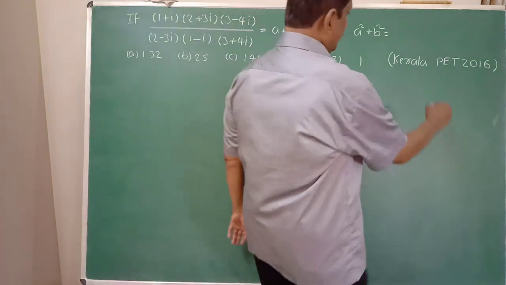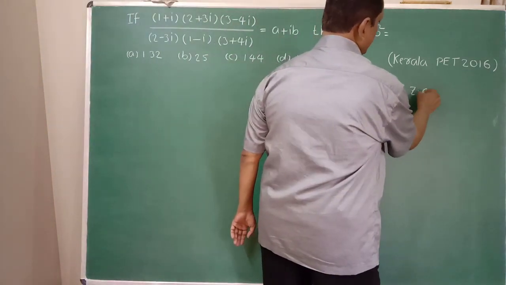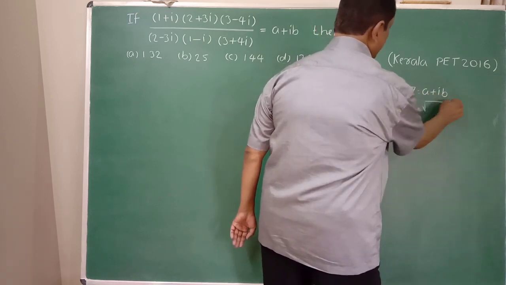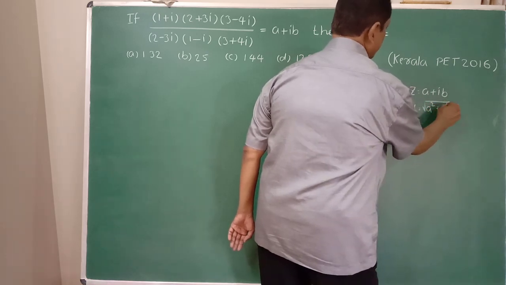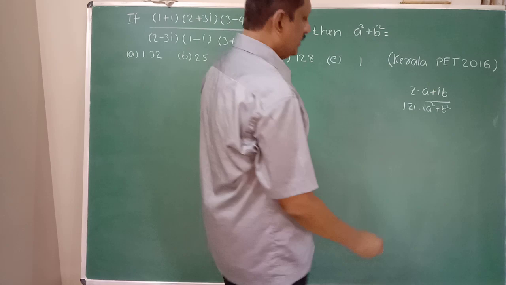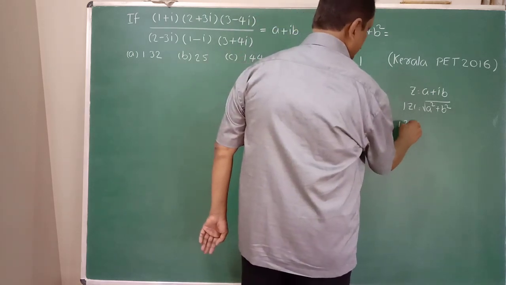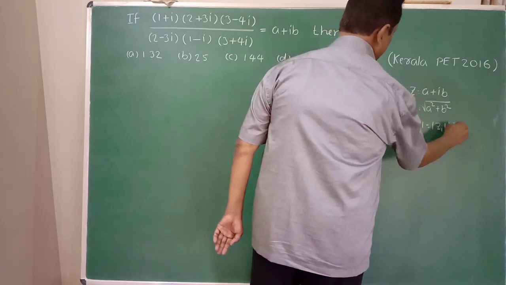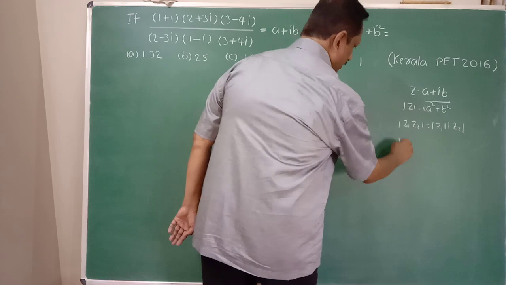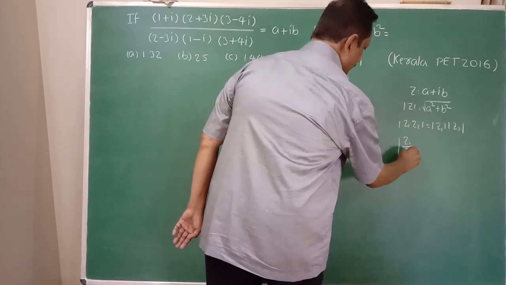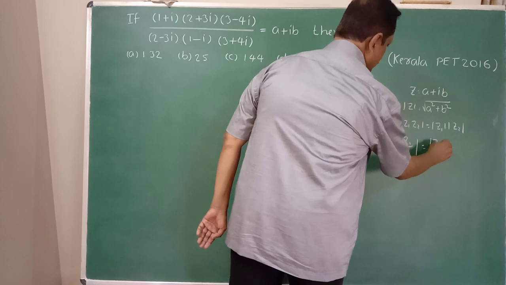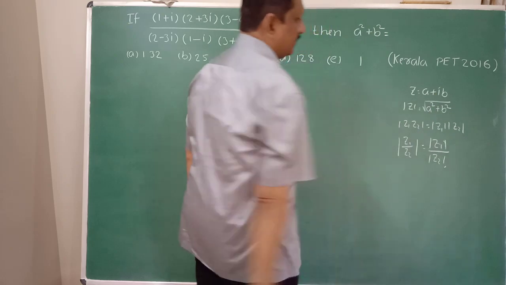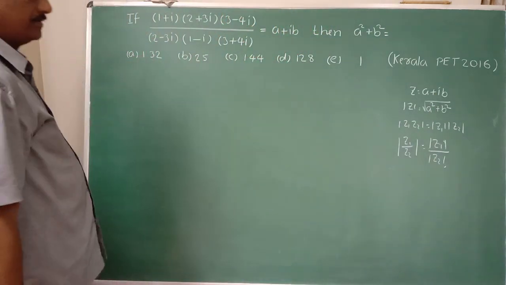So you know that suppose z = a + ib, then the modulus of z is the root of a² + b². It is the modulus here. And you know the property of the modulus: modulus of z1·z2 is equal to modulus of z1 into modulus of z2, and modulus of z1/z2 is equal to modulus of z1 divided by modulus of z2. Okay, you are using this formula here.